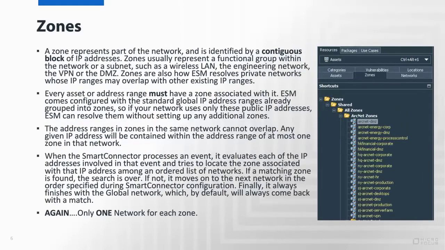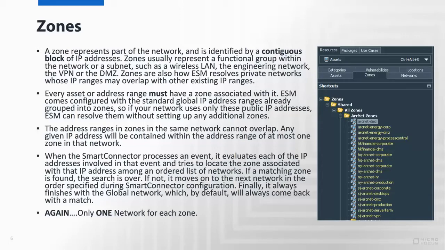So zones are part of the network model that are identified by a contiguous IP range. They represent a functional group. As you can see on the right-hand side as well, it could be, for example, the wireless LAN, VPN segment, the DMZ, your databases. And ultimately, each asset or address range has to have a zone associated.